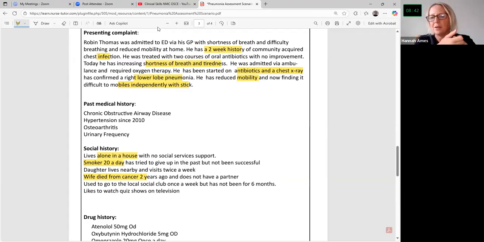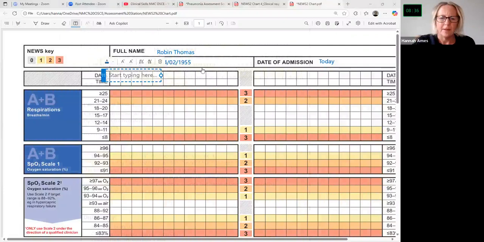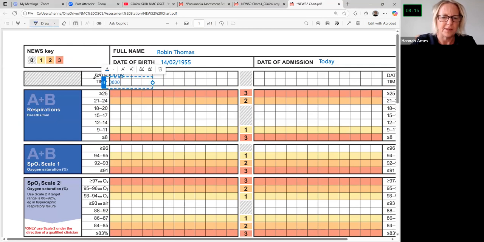So I'm going to go and do my NEWS 2 documentation now, just at the end of the bed. Okay, I'm going to do my documentation here. So I'm going to put the date in, so that will be my test centre date, which I'll put in as today. And the time, which was on my station briefing, which was 0800. And now I'm going to do my documentation.